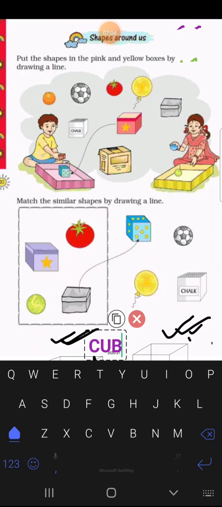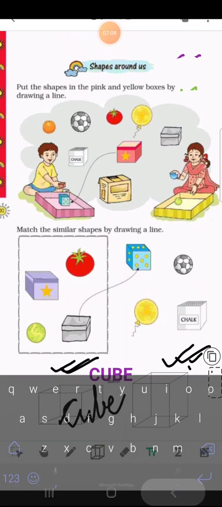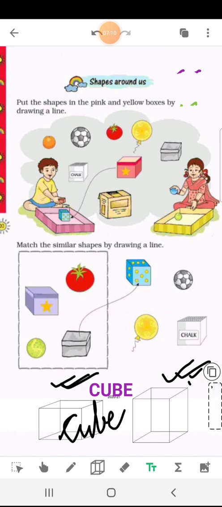This is called cube. Okay. See here students, this type of shape is called cube. This is a cube and this is also a cube. So remember two types of shapes then.